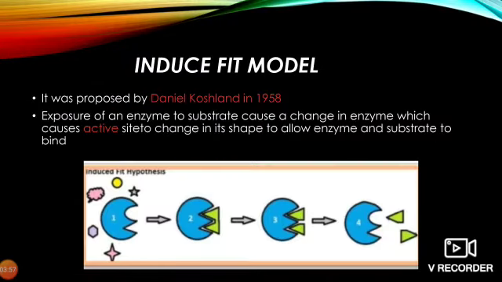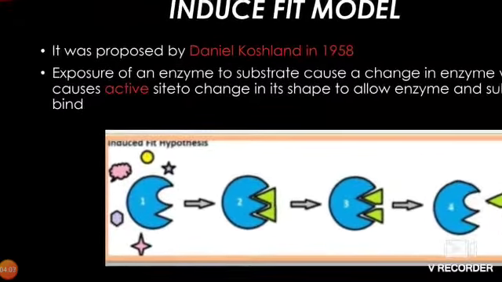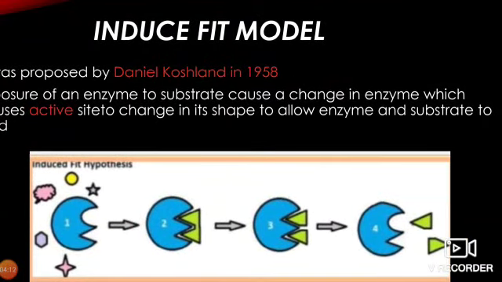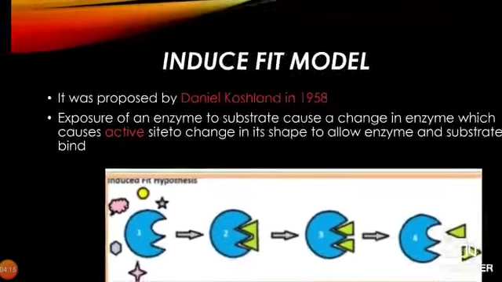The next one is about the induced fit model. It was proposed by Daniel Koshland in 1958. According to this model, exposure of an enzyme to substrate causes a change in the enzyme, which causes the active site to change its shape to allow the substrate to bind.